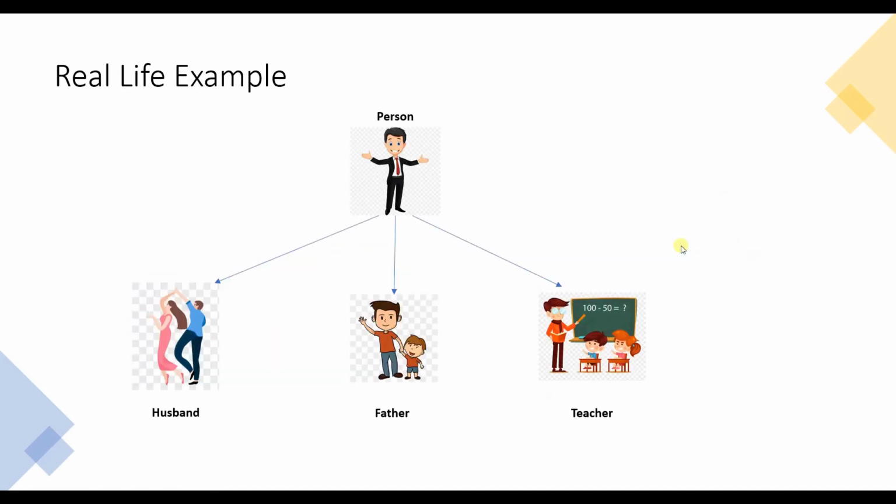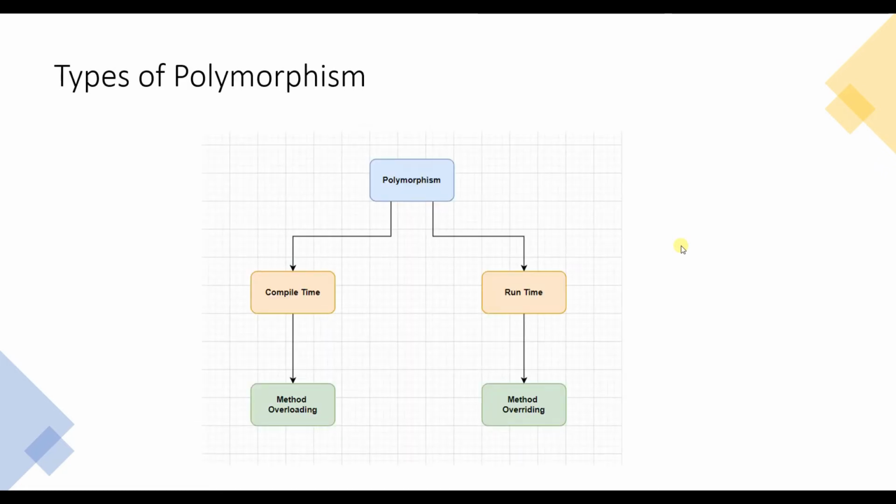The real life example of polymorphism: here you can see a person behaves differently with his wife, with his child, and with his students. So as per the situation, his behavior changes. So this is an example of polymorphism. Next, we have types of polymorphism. Polymorphism is of two types: compile time polymorphism and runtime polymorphism. Under compile time polymorphism, we have method overloading, and under runtime polymorphism, we have method overriding.